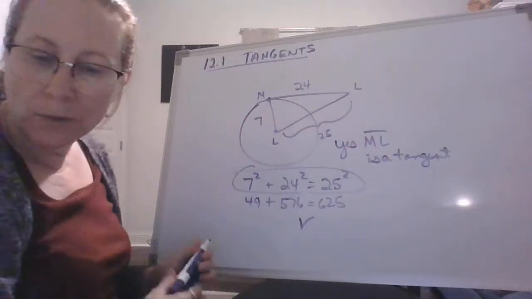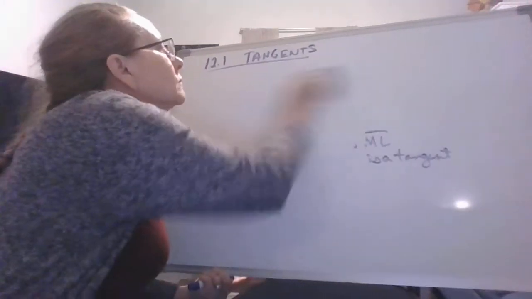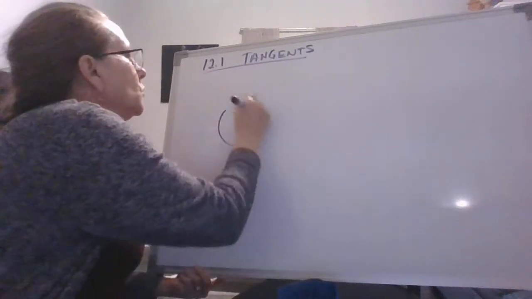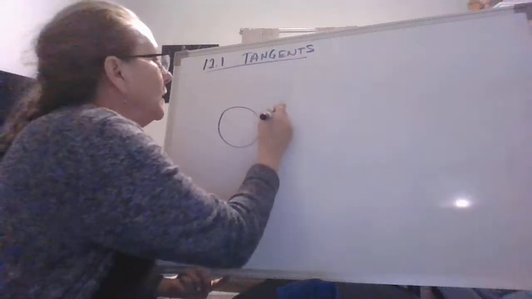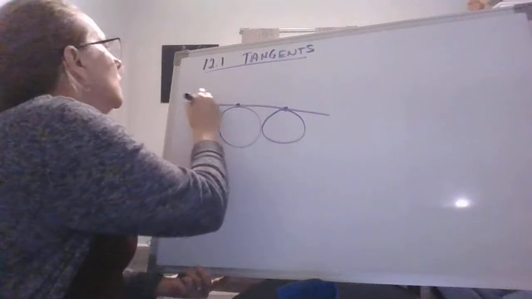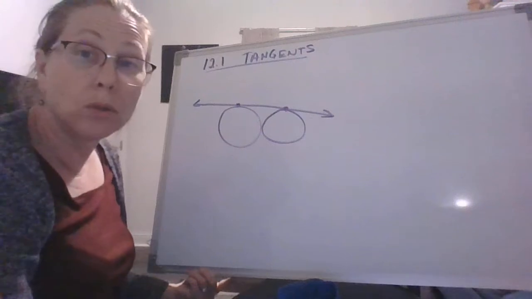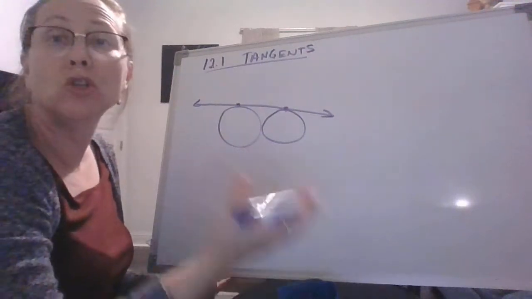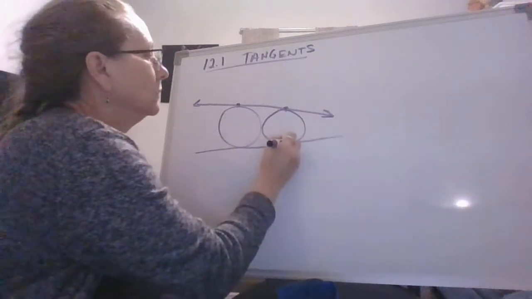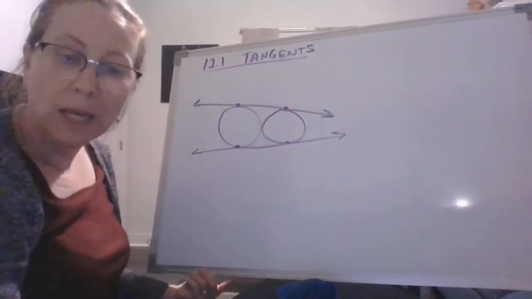All right, a couple of terms that may come up. Common tangents. So if you have two circles, and I'm going to do my best drawing, this is why I love my printed notes. A common tangent would be a line that hits two circles at one point. So they share a common tangent. Can they have two common tangents? Sure. So here we would have two common tangents.